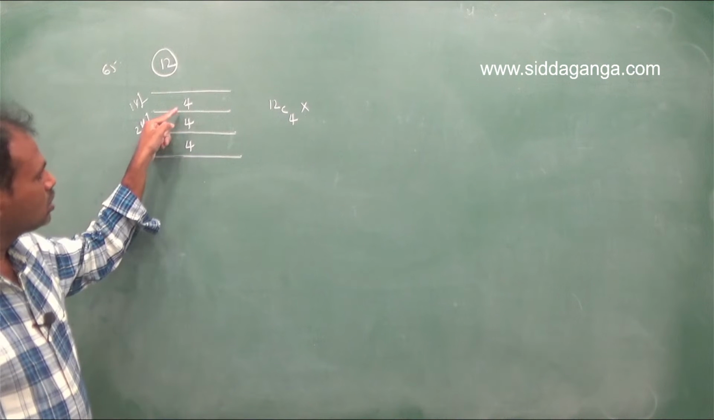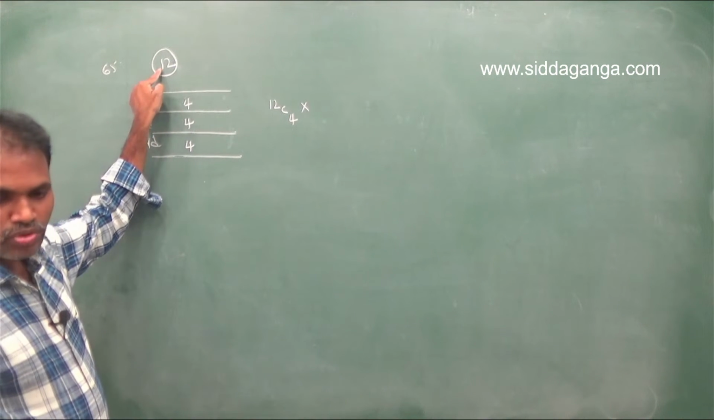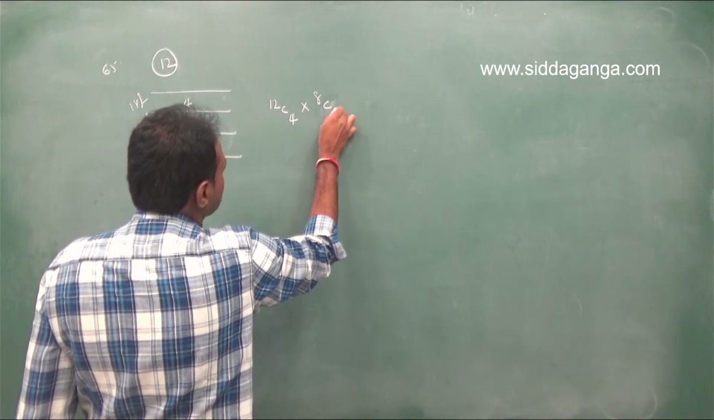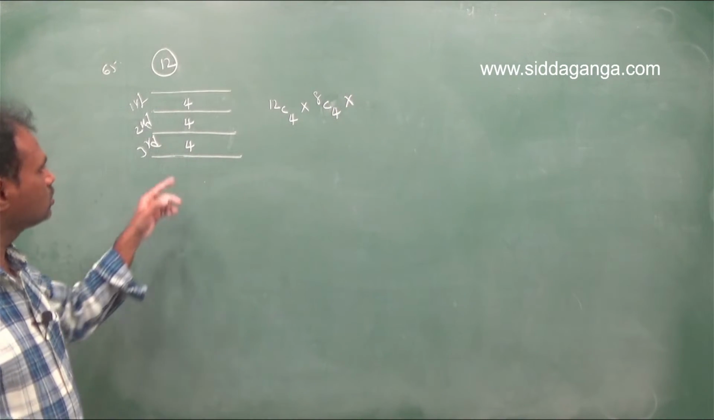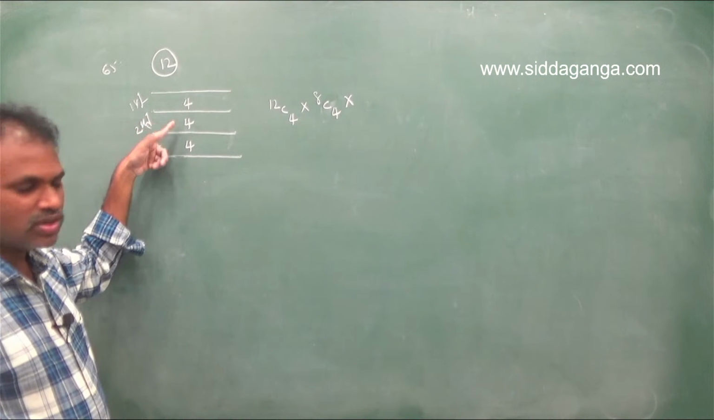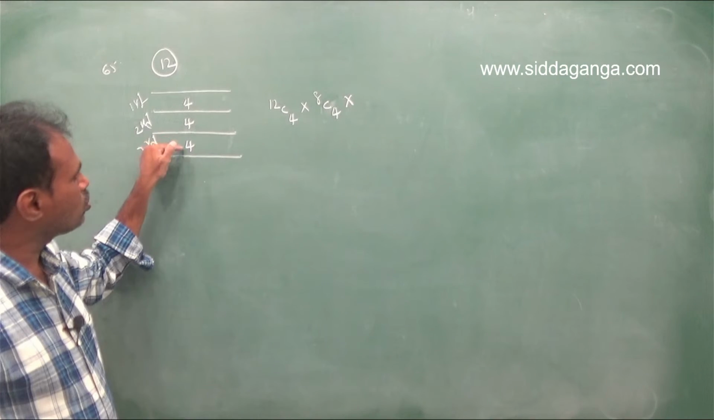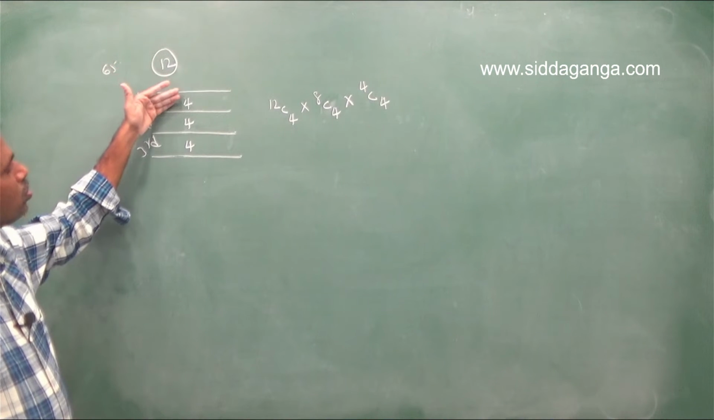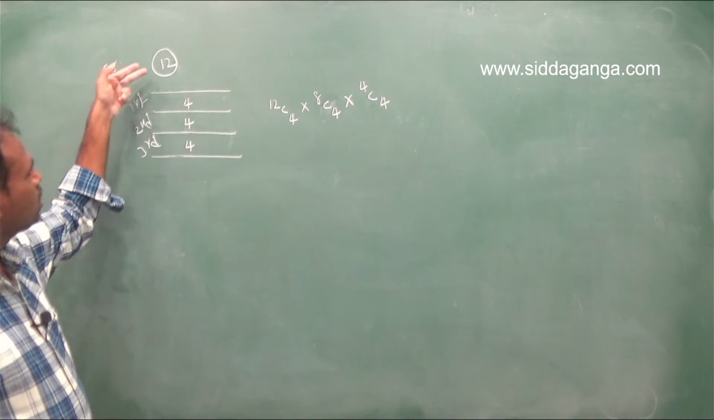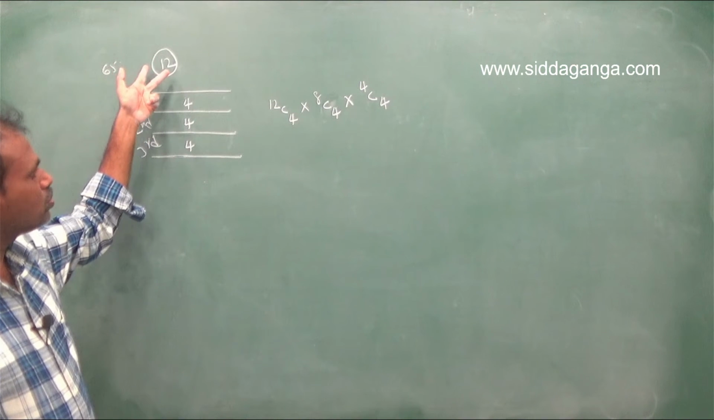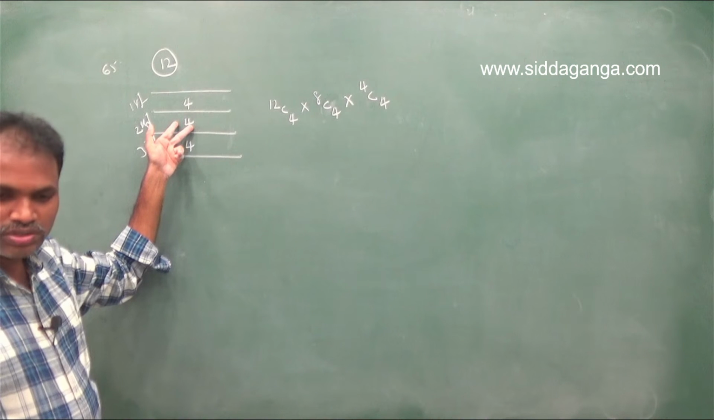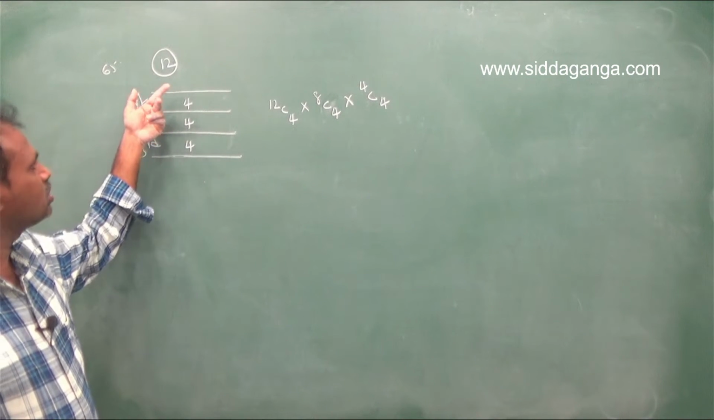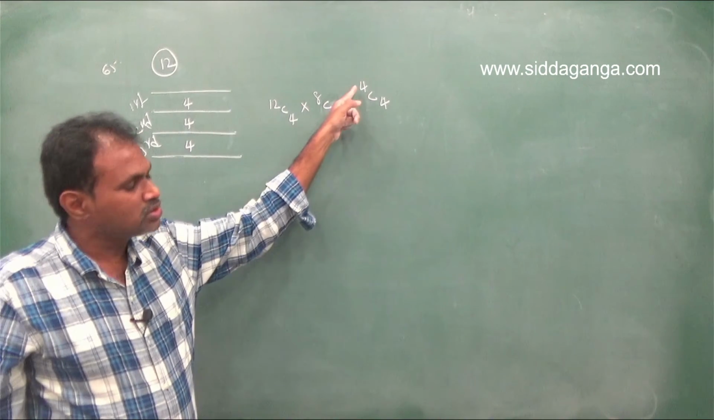In the second shelf you can fix 4 books. Out of 12, 4 are fixed in the first shelf, therefore the remaining 8 are there, and out of 8 we select 4 books for the second shelf, that is 8C4. Next, 4 in the first shelf and 4 in the second shelf, 4 plus 4 is 8, the remaining 4 you have to fix in the third shelf, that is 4C4.